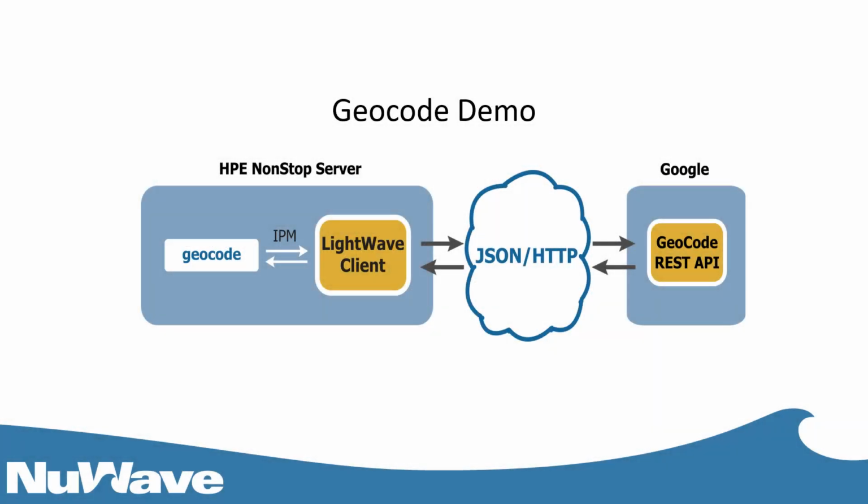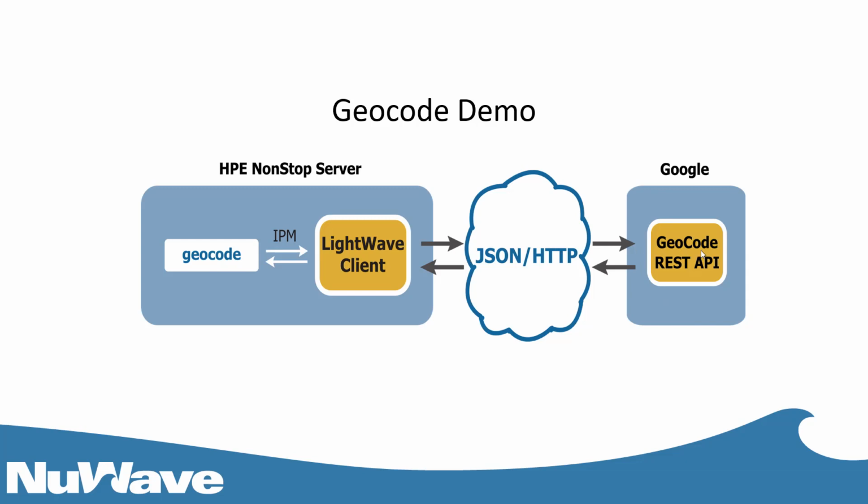So here's a high-level view of the entire Geocode demo. On the left-hand side, you can see our HP Nonstop server. We are going to be looking at a demo program called Geocode. We're going to get that installed. And in this demo, the Geocode command line program sends an IPM to LightWave Client, which is also running on the Nonstop. LightWave Client, we are going to configure to be able to send and receive JSON messages that correspond to that required by the Google Geocode API.